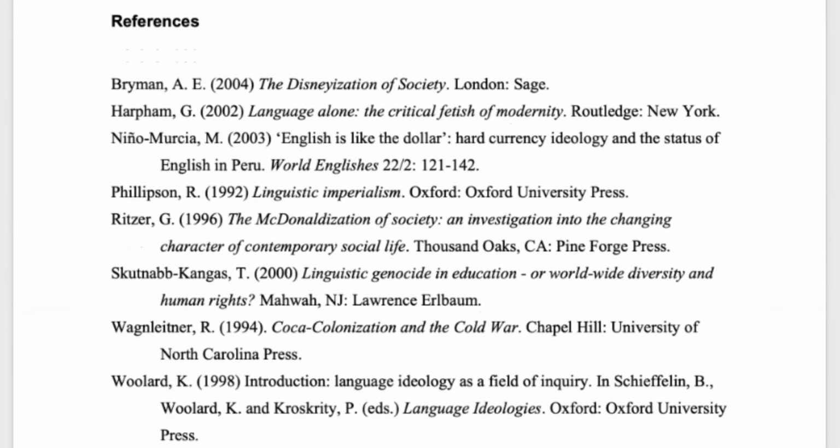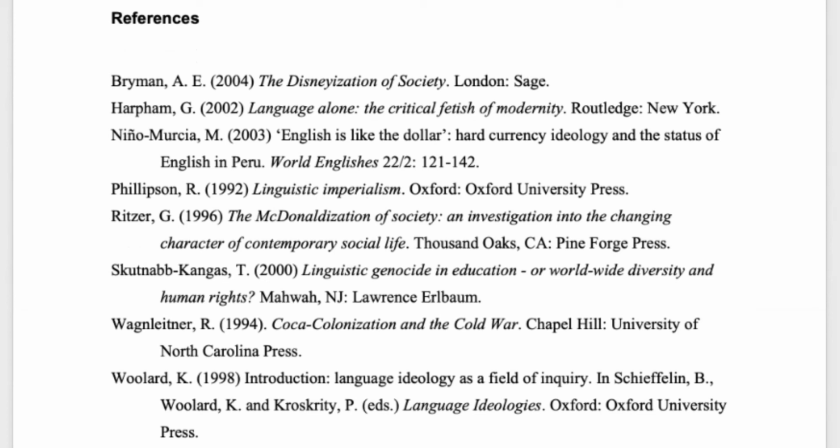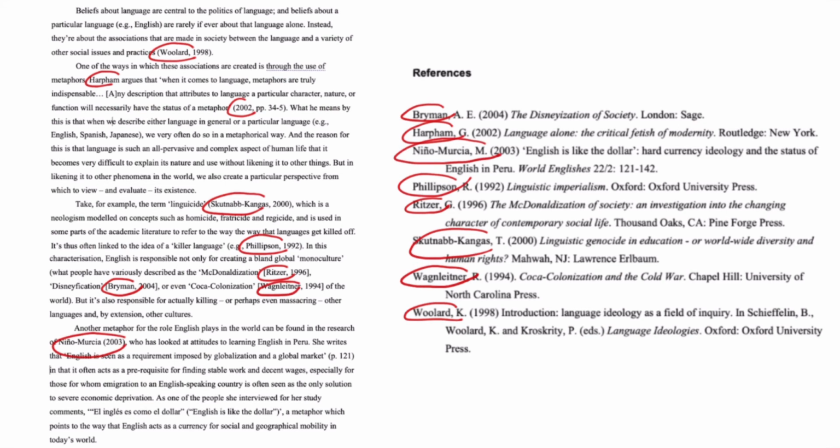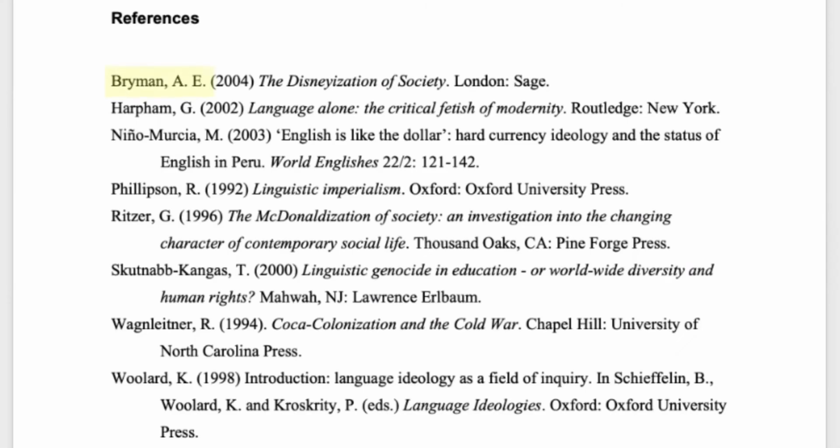So those are all the in-text citations for this passage, and then in the references list at the end, I need to include each of them again in full. In this case, the full reference should include the name of the author, the date of the publication, the title of the work, the place of publication, and the publisher. When it's a journal article, as in the case of the Niño Murcia, it's the name of the author, date of publication, name of the article, name of the journal, edition and number of the journal, plus its page range.